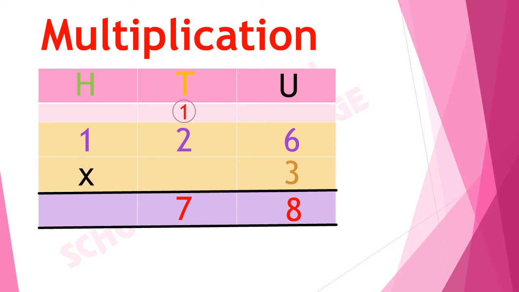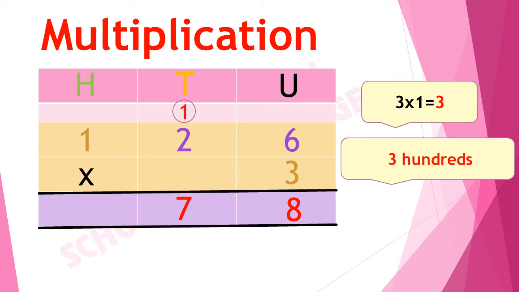Now we will multiply 3 with 1. 3 into 1 we get 3. Now we have 3 hundreds here. 3 is written in hundreds column.